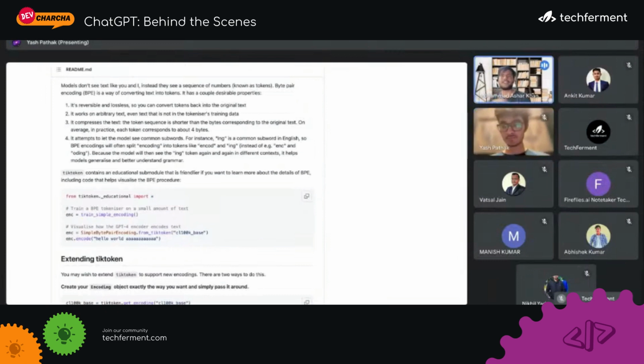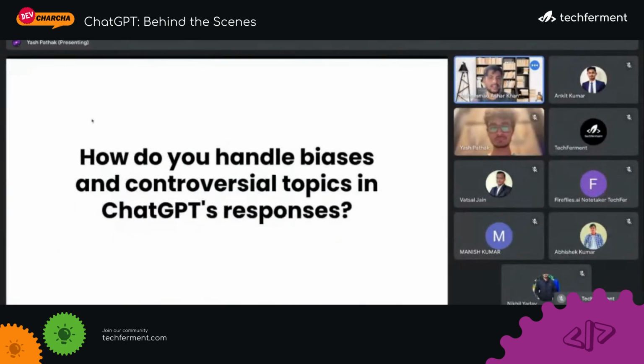Yes, correct. That is called censoring, and the censoring is not part of the GPT model itself. It is some other external model, which is trained exclusively to identify whether content is good or bad to consume, and then it is given to you. If it detects that this is bad content, then it sticks in that default message, as an AI model I cannot help you with this.